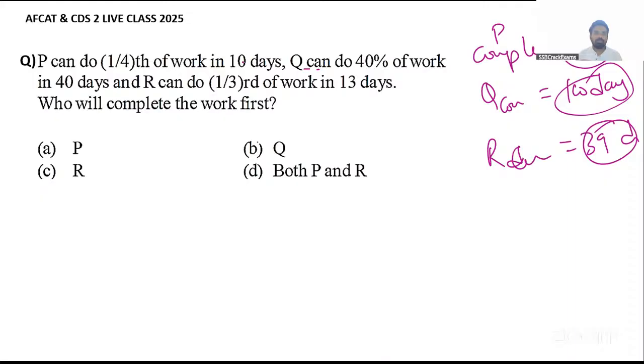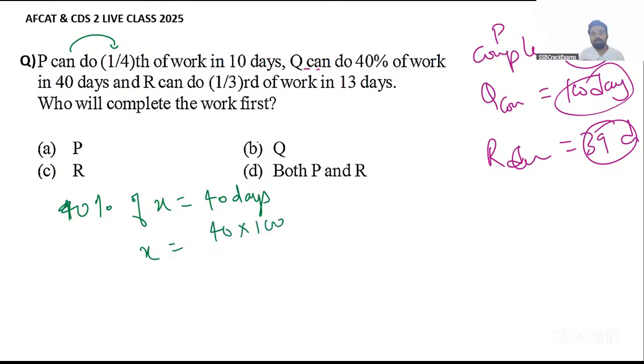Let me explain again. P can do one fourth work in 10 days. It means it will complete half work in 20 days, three-fourth work in 30 days, and complete work in 40 days. Q can do 40% work in 40 days, so how many days for complete work? It is 40 into 100 by 40. So it is 100 days.